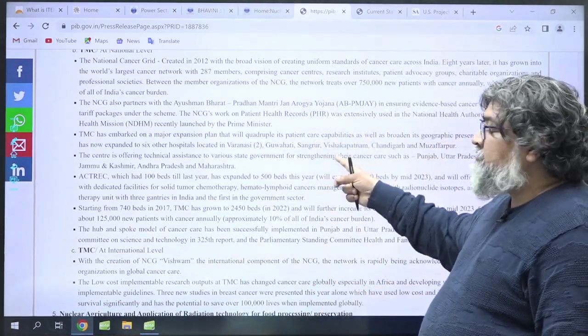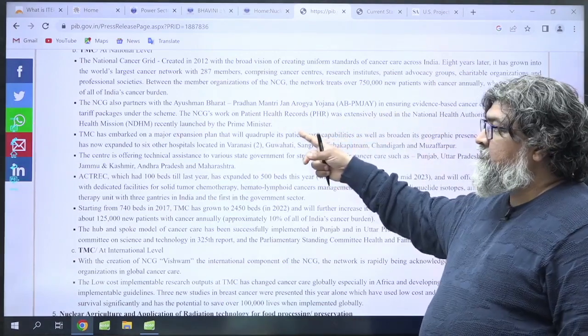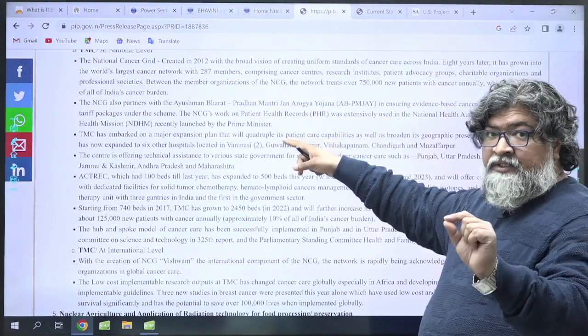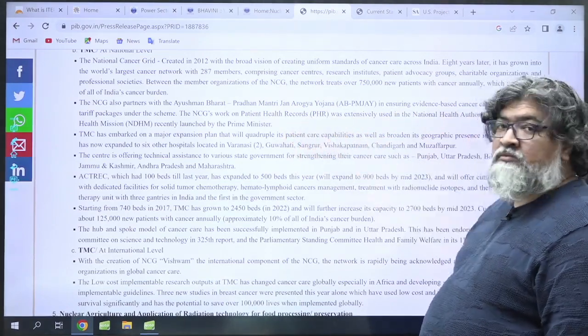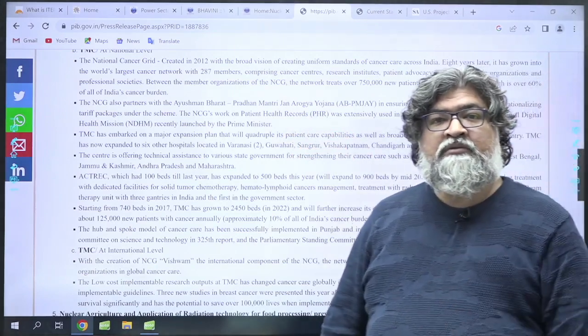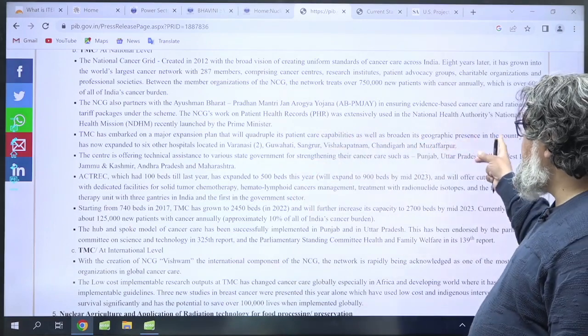Patient health record. Now what is given here? It is ensuring evidence-based cancer care, with a tariff package under the scheme. The National Cancer Grid is working on patient health records: how many patients are being diagnosed, how many patients have recovered, treatment. All these patient health records are actually used by the National Health Authorities.